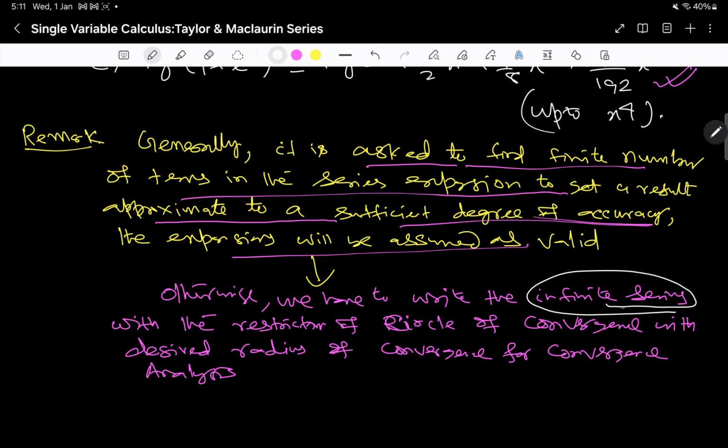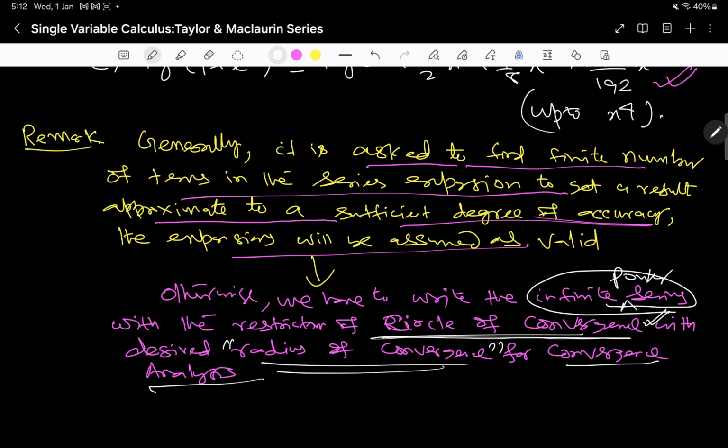Once we find the infinite series, this is actually a power series, with the restriction of circle of convergence. Once we write the infinite series, for the convergence analysis we have to mention the circle of convergence and what is the radius of the circle of convergence. This is called the radius of convergence. I will just give a brief idea here about the power series and radius of convergence, but the detailed discussion will be there in your subsequent semester.